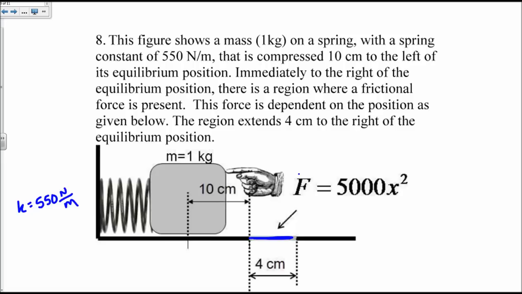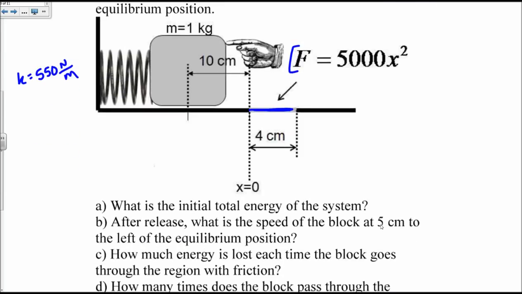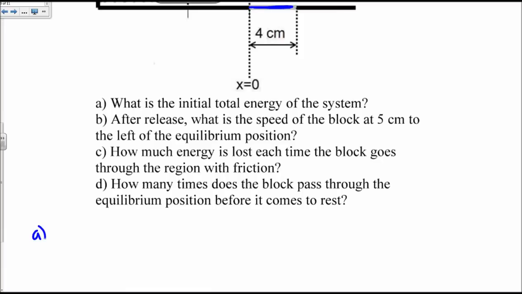So this gives the magnitude of the force, and because it's a frictional force, we'll say that it always opposes the motion. So if the motion is positive, that's going to be negative, all right? Because it's a frictional force, it always has to oppose the motion. Now, I want to know what is the initial total energy of the system. All right, that's fairly simple.